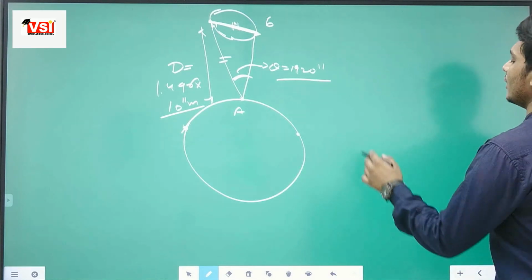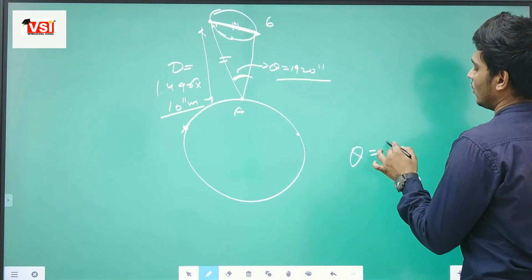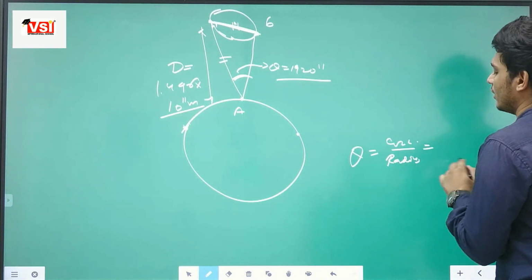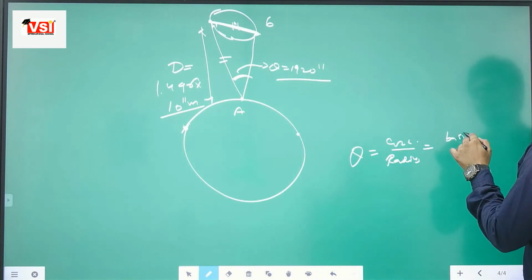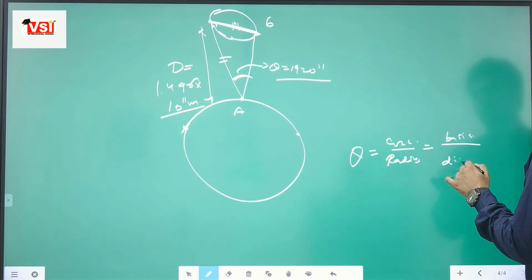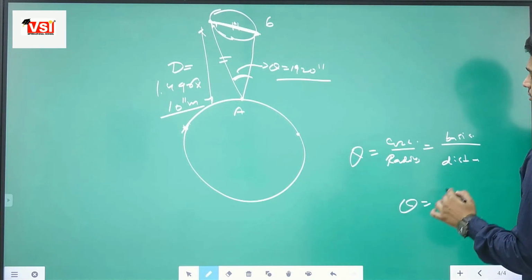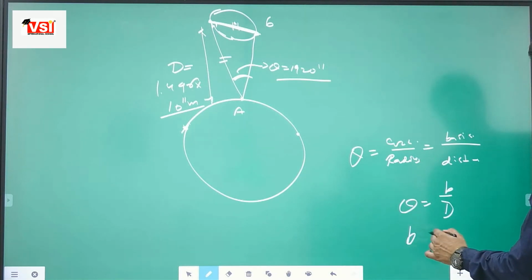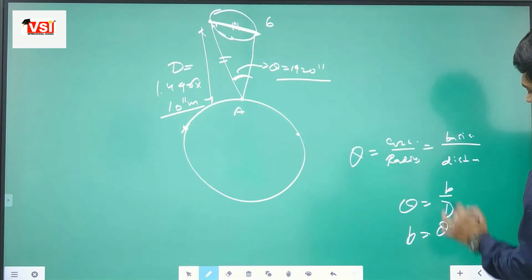So angle theta is written as angle theta is equal to r upon radius, and we can say the basis upon distance, theta is equal to b by d. We have to find out the value of b. b could be written as theta into d.